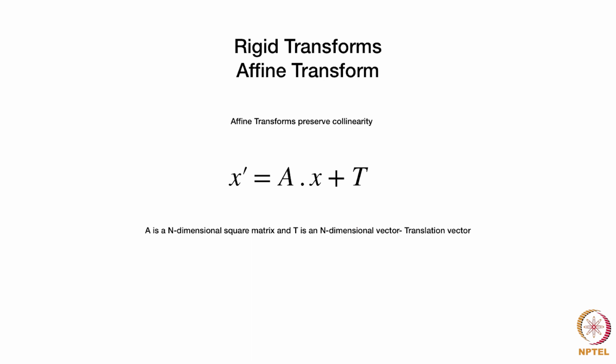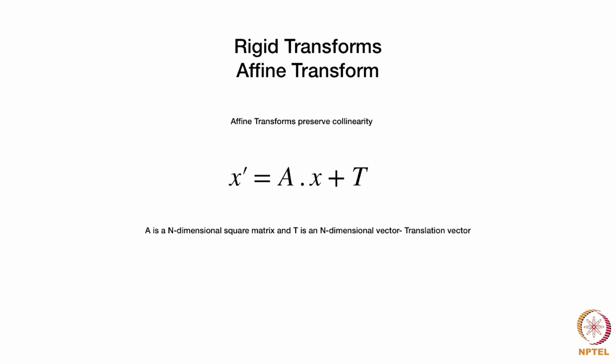Okay, so the next transformation that we will see is the so-called affine transform. What affine transforms do is to preserve collinearity, right? So if there are 3 points that are collinear in the input space, that is your fixed image, then after applying this transform, they still remain collinear, right? So that is the only guarantee behind this transform.